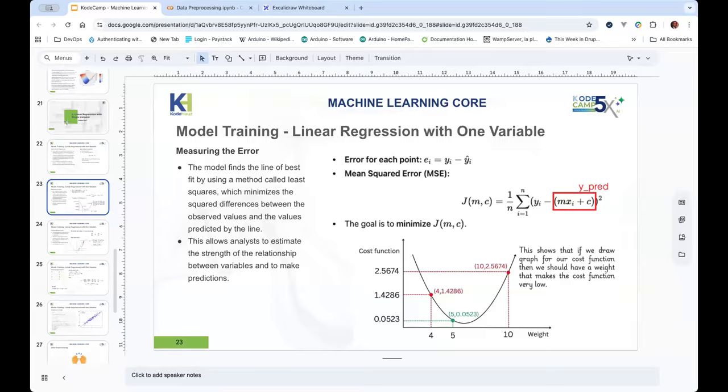I want it to predict this value for me. So it is blue. This is what I want it to predict. Okay, but it's not predicting. This is the actual value, right? This is the label value. This is what I want it to predict. That's yi. This is what is actually predicting. So by subtracting it, I'm getting what? The error.